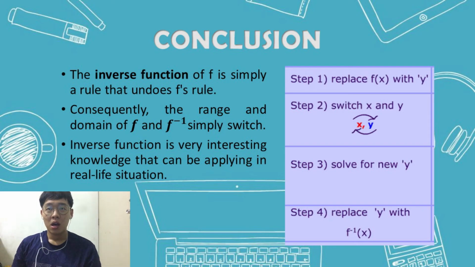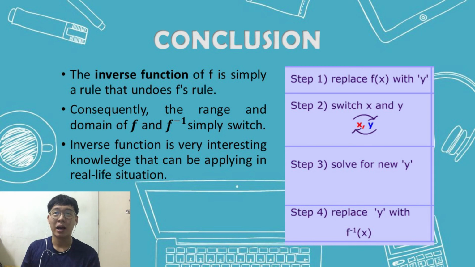In conclusion, the inverse function simply undoes the function. Consequently, the range and domain of the function and the inverse function are swapped. There are steps we summarize and show: first step, second step, third step, and fourth step, about how to convert the function into the inverse function. And the inverse function is very interesting knowledge that can be applied in our real life situations.